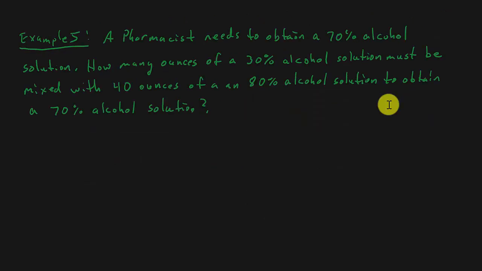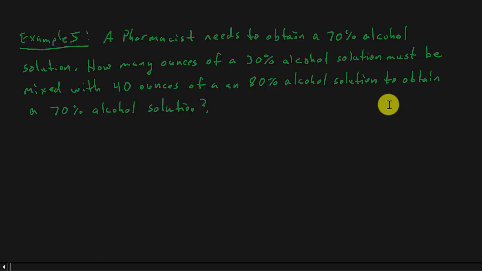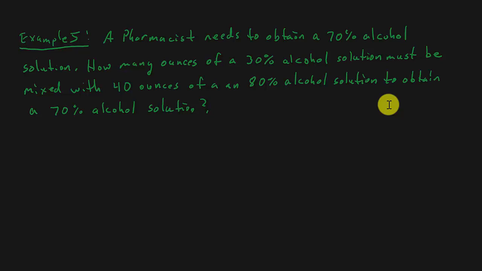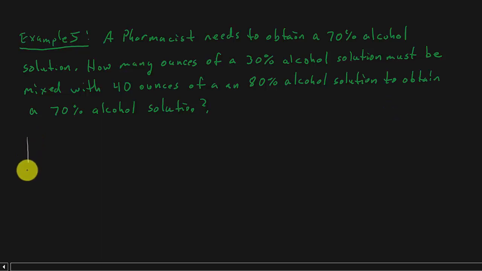So let's look at example 5. It says a pharmacist needs to obtain a 70% alcohol solution. How many ounces of a 30% alcohol solution must be mixed with 40 ounces of an 80% alcohol solution to obtain a 70% alcohol solution? All right, so these mixture problems, they're not that bad. What I like to do on these is I like to draw the buckets.